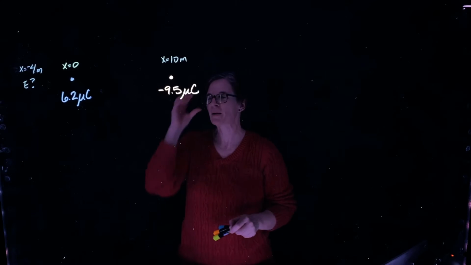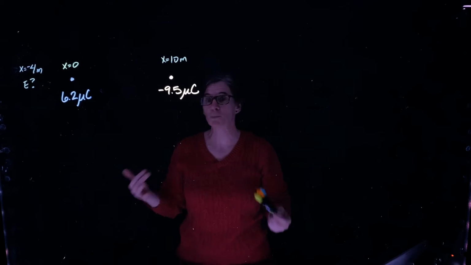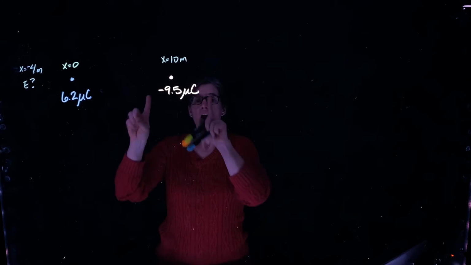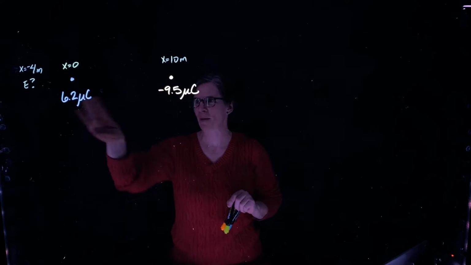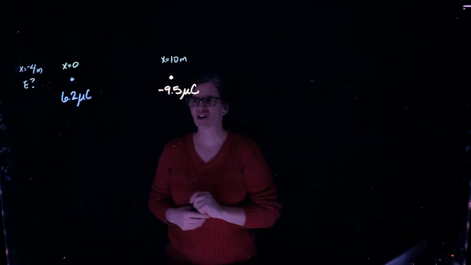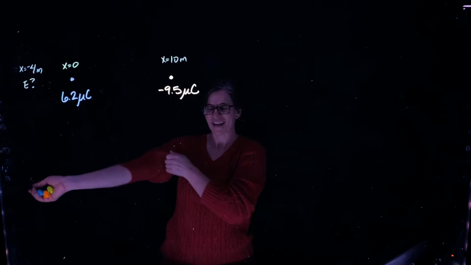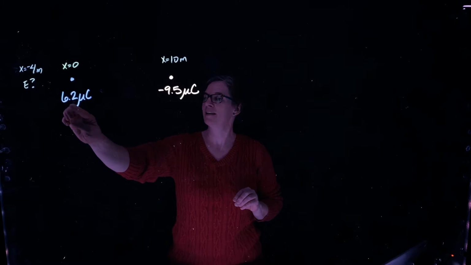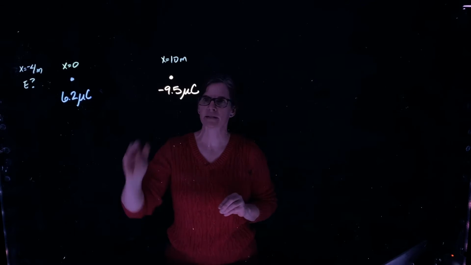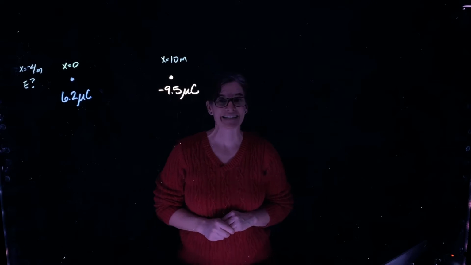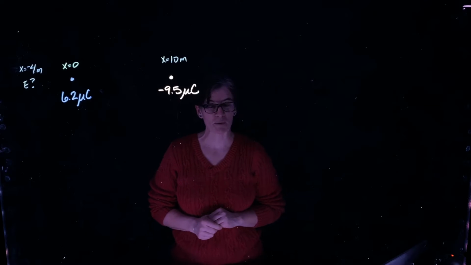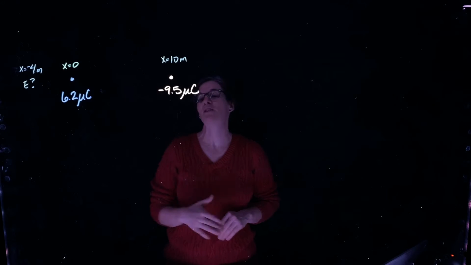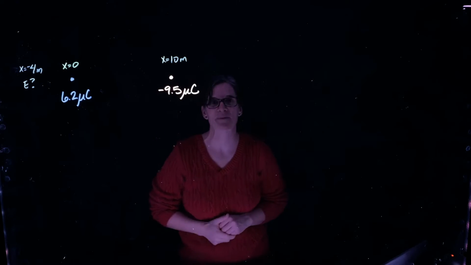Okay, so this practice problem is going to look at the superposition of electric fields of 2 point charges. So I have a positive charge and a negative charge. They're both along the horizontal x-axis. Charge 1 is 6.2 microcoulombs. Charge 2 is negative 9.5 microcoulombs. Charge 1 is at the origin, and charge 2 is at 10 meters.